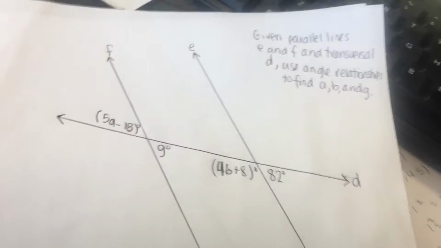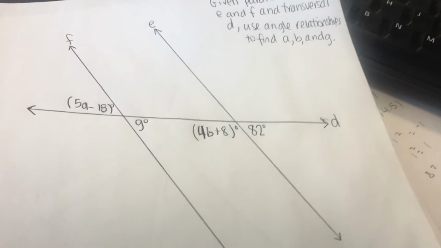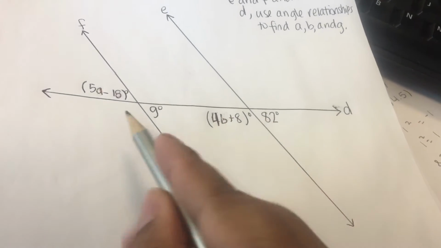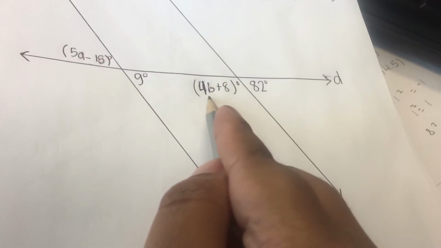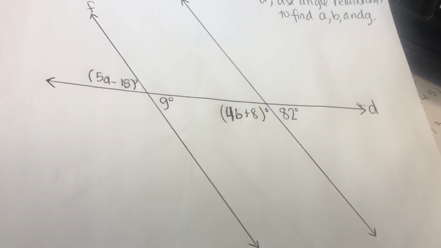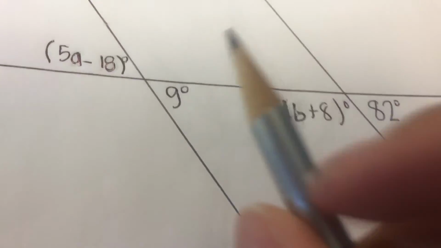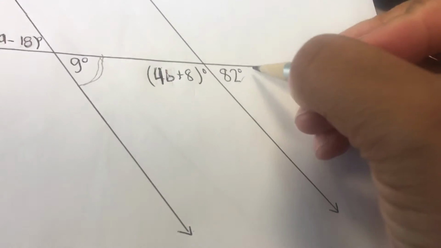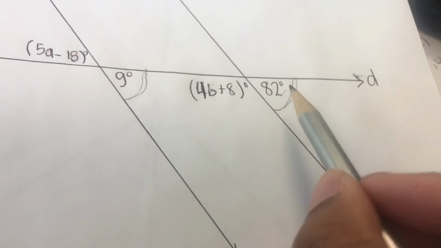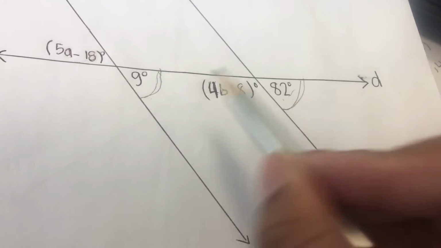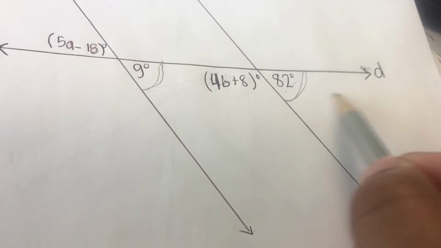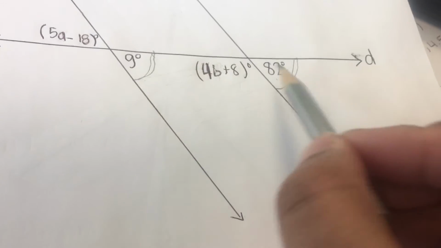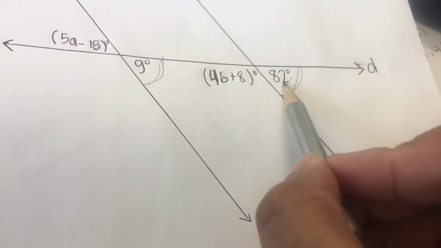Hopefully you paused it and wrote down the picture. To answer these questions, it's very important that you know your vocabulary. I need to solve for A, for G, and for B. If I look at G, the relationship between G and 82 is that they are corresponding. One's on the inside of the parallel lines, one's on the outside. Corresponding angles are equal to each other, so I know right away that G is going to be 82.